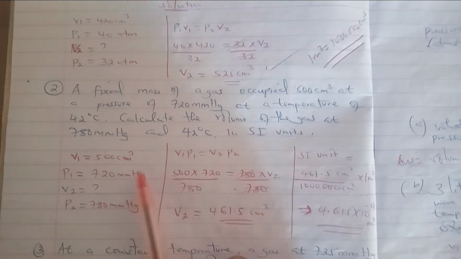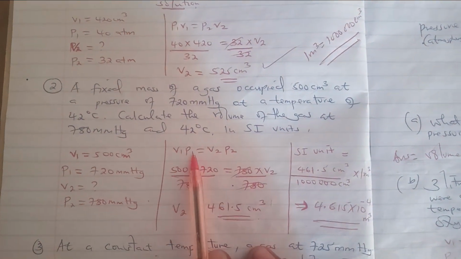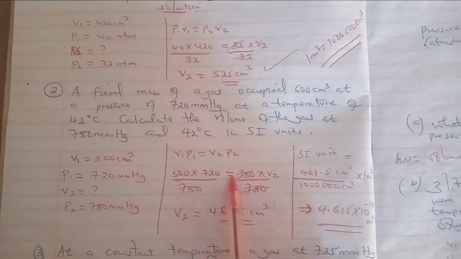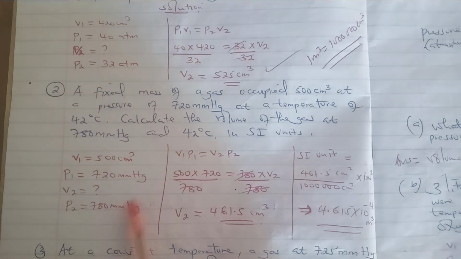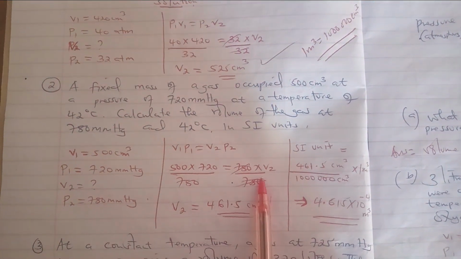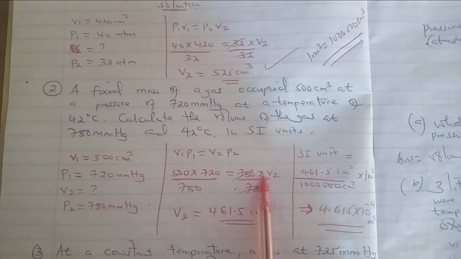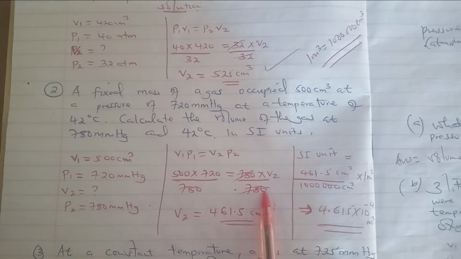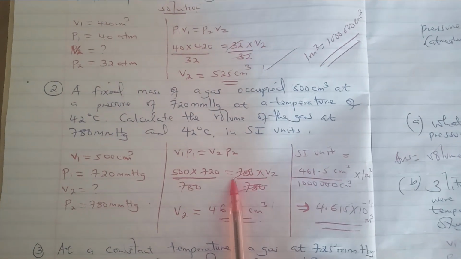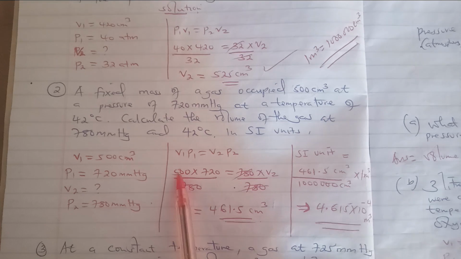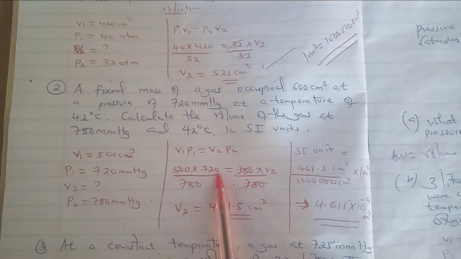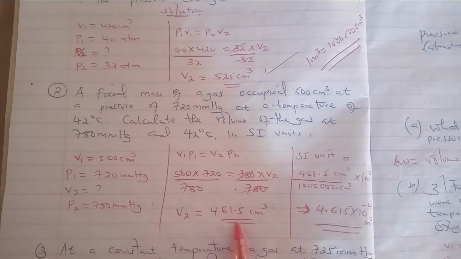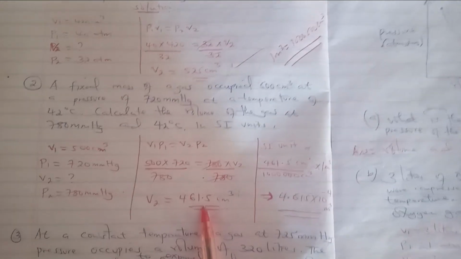Then we substitute: V1 is 500, P1 is 720, equal to P2, 780, times V2, which we don't have. To get V2, we divide both sides by 780. This will cancel with this one, and when you put it in the calculator, 500 times 720 divided by 780, you get 461.5 cubic centimeters.